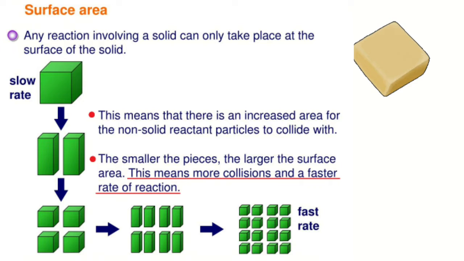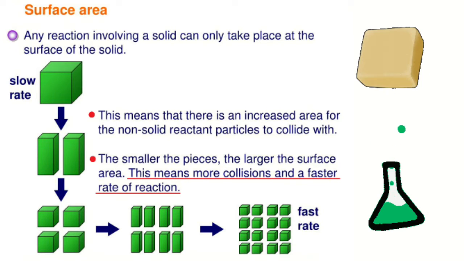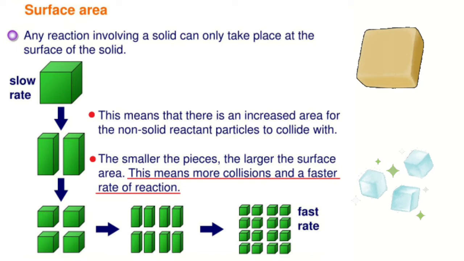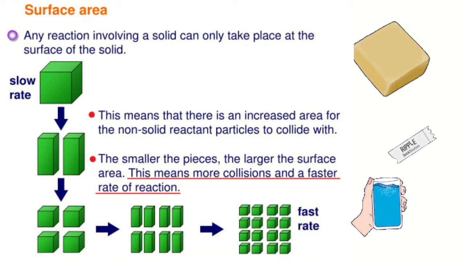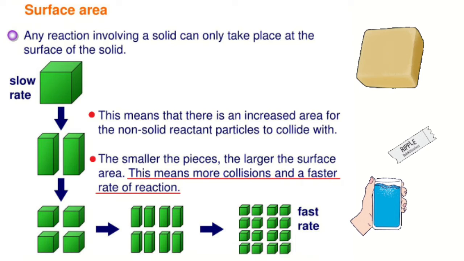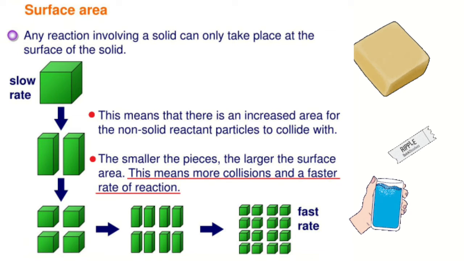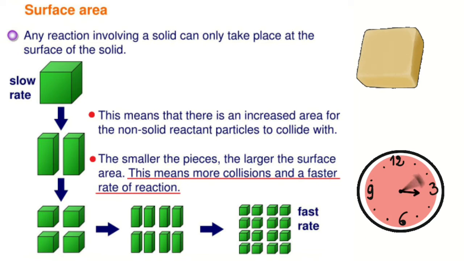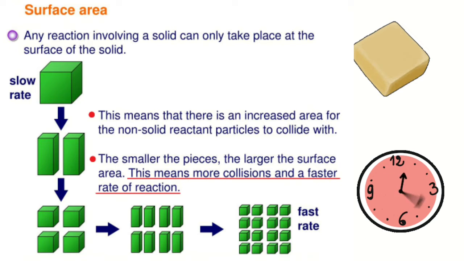Effect of surface area on the rates of reaction. Any reaction involving a solid can only take place at the surface of the solid. If the solid is split into several pieces, the surface area increases. This means that there is an increased area for the non-solid reactant particles to collide with. The smaller the pieces, the larger the surface area. This means more collisions and a faster rate of reaction.